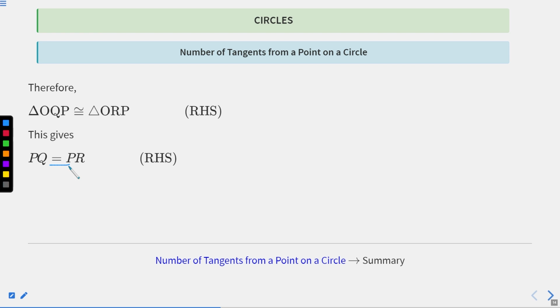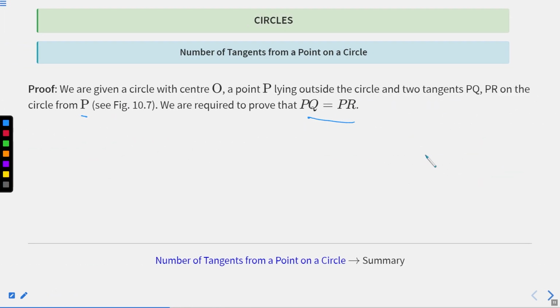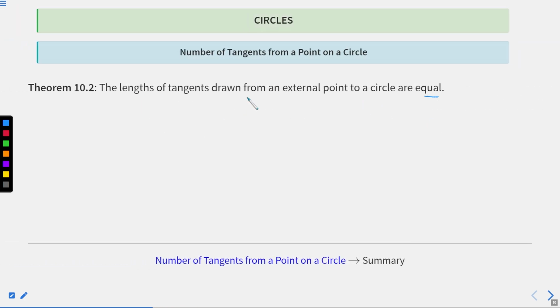So here we proved the required result, PQ is equal to PR. That means the lengths of the tangents drawn from an external point to a circle are equal.